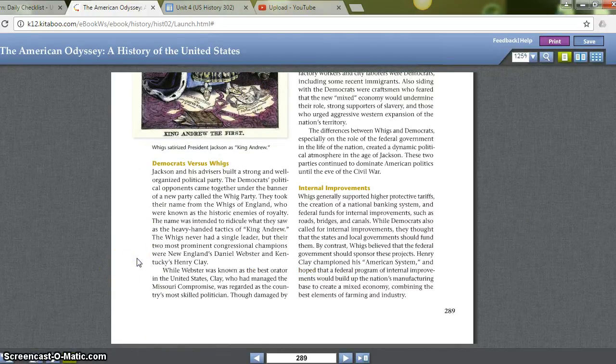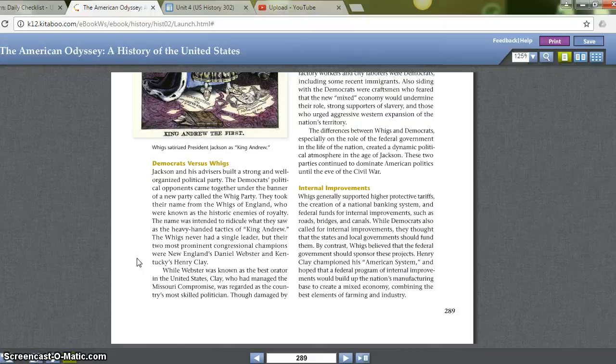Jackson and his advisors built a strong and well-organized political party. The Democrats' political opponents came together under the banner of a new party called the Whig Party. They took their name from the Whigs of England, who were known as the historic enemies of royalty. The name was intended to ridicule what they saw as the heavy-handed tactics of King Andrew.